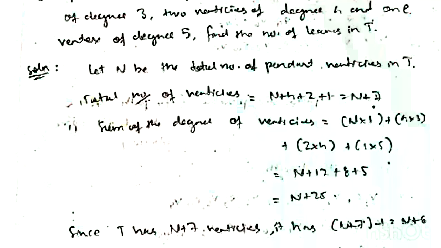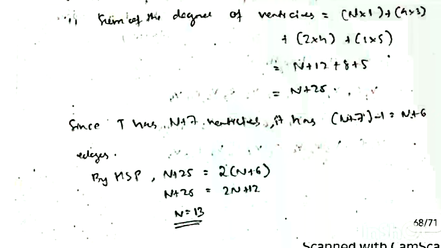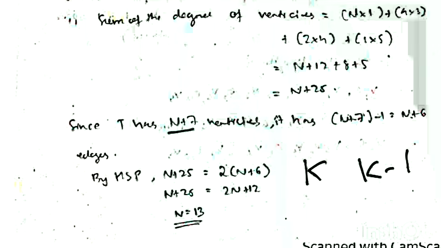Now the sum of the degrees of all these vertices is, the n vertices are leaf nodes, so the degree of a leaf node is 1, so n into 1, and 4 vertices have the degree 3, so 4 into 3, similarly 2 into 4 plus 1 vertex has degree 5. So the sum will be calculated here, and if the tree has k vertices, that means the total number of edges will be k minus 1. So since there are n plus 7 vertices, the total number of edges will be n plus 7 minus 1, okay. So these are the total number of edges.